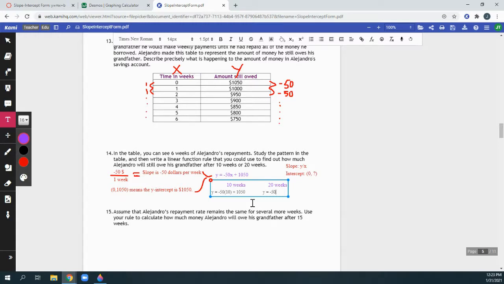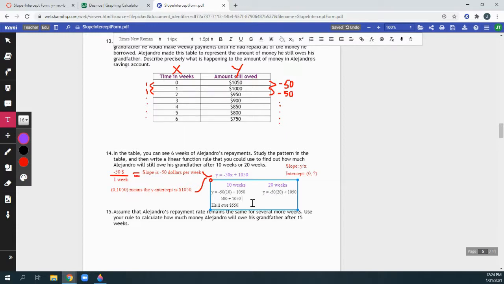Y equals negative 50 times 20 plus 1050. Okay, so that's going to be negative 500. You'll owe $150 because that's what's left.